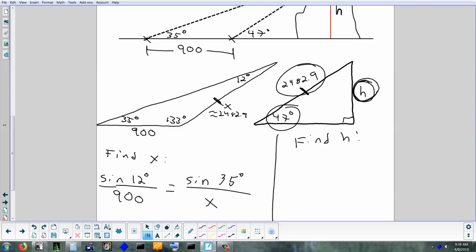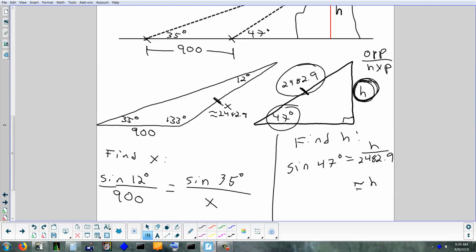So what position is this side in? I mean, I know its name. Its name is h. But from the perspective of 47, it's the what side? Opposite. And what position is the 2482.9 side in? It's across from the 90. Hypotenuse. Which trig function has opposite over hypotenuse? Sine. Yep. So our equation to get the answer is sine 47 equals opposite, which we don't know, over the number we just figured out. This is where we're going to use it.